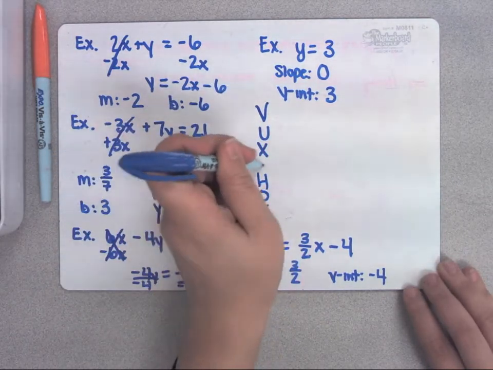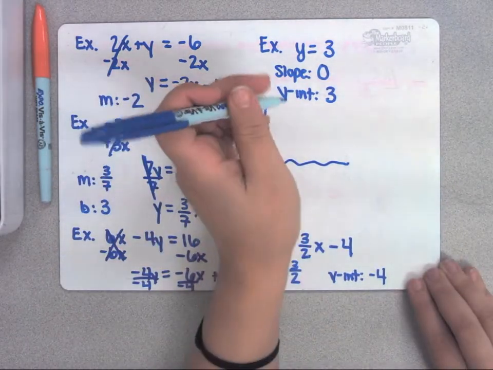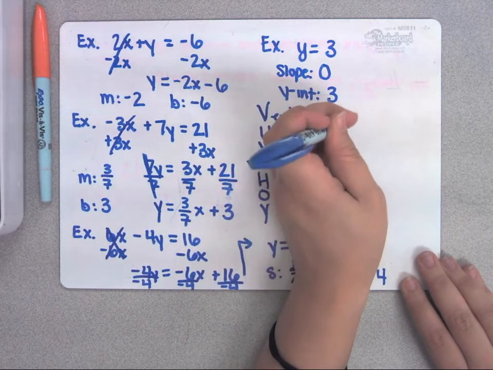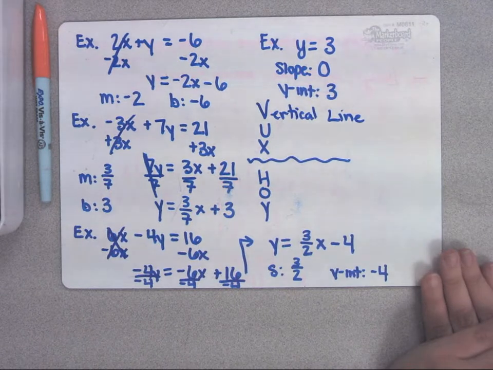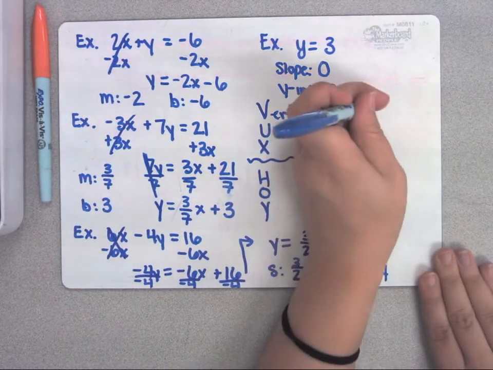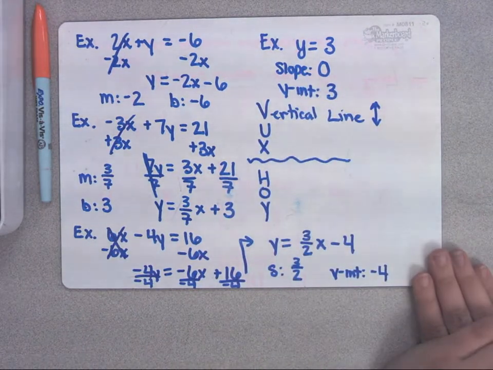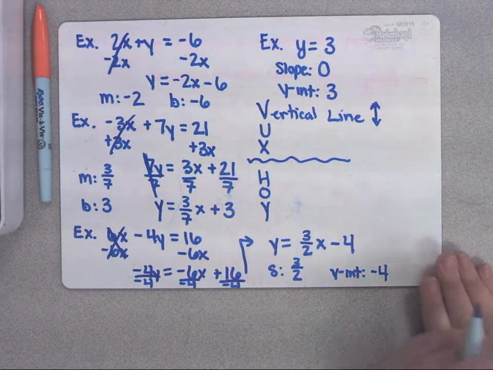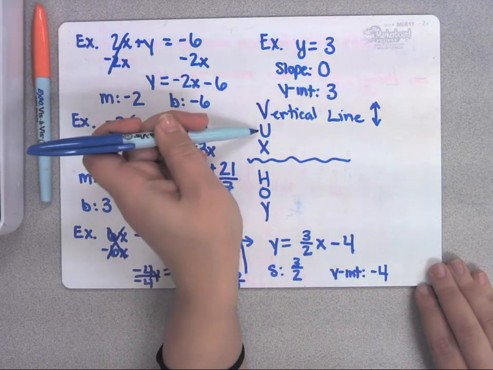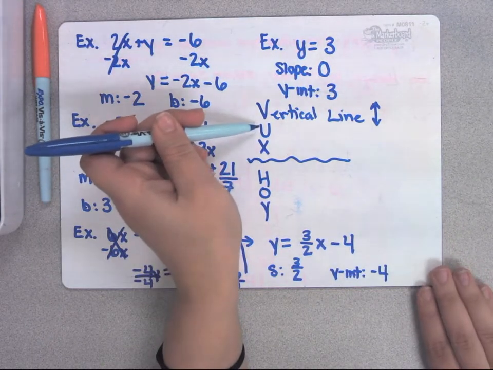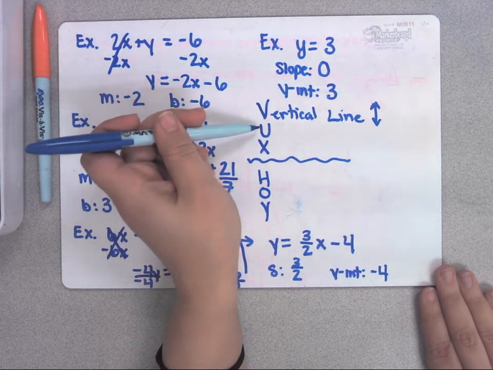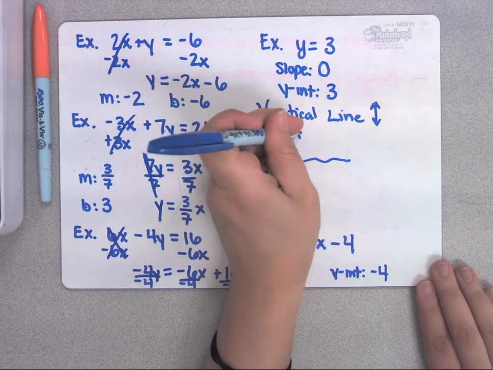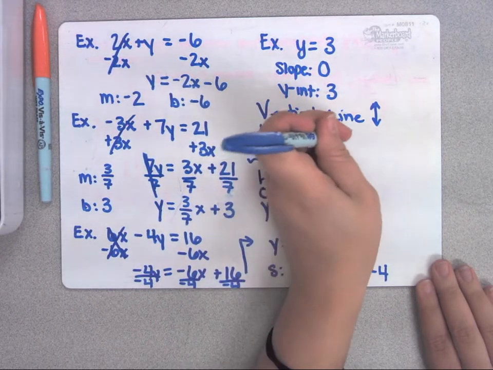V, so these are two separate words, right? V stands for vertical line. What does a vertical line look like? Up and down. So if it helps you, draw the up and down line. The U. What word did we learn yesterday that describes a type of slope that starts with a U? Undefined. So undefined slope.